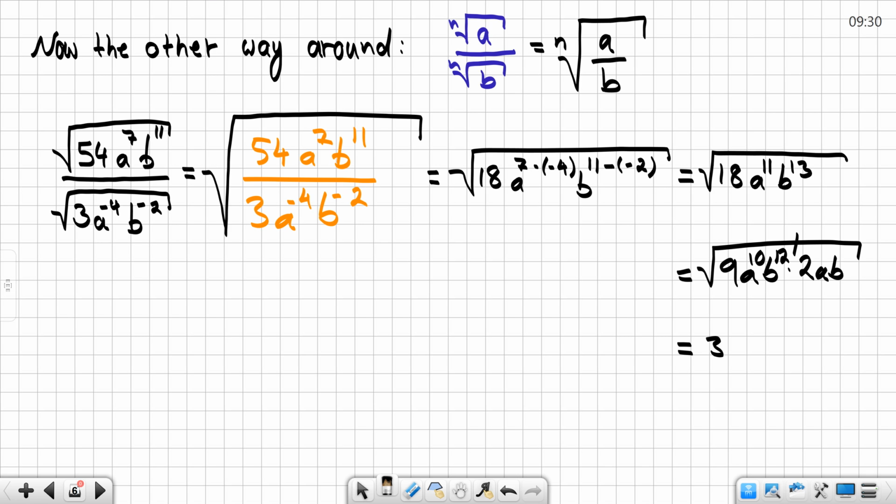And I will have the square root of 9, a to the 10th, b to the 12th will be 3. 10 divided by 2 is 5. 12 divided by 2 is 6. And I still have a little bit left over, the square root of 2ab.